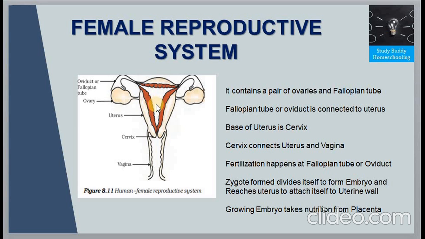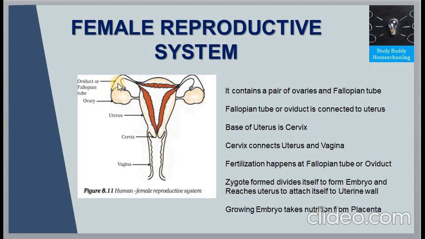Now as the embryo grows into a fetus, lots of waste materials are also released, right? These materials enter the mother's bloodstream through the placenta only. So it's the placenta which plays a very important role in supplying nutrients to the growing embryo from the mother. This is how fertilization happens in the female reproductive system.